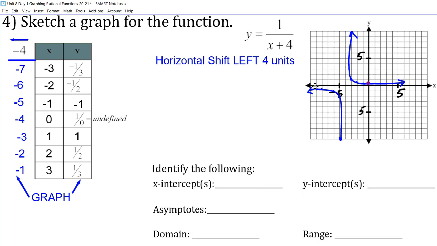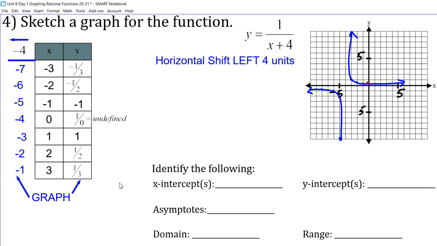Again, we shifted everything to the left. So originally that was at 0, so the asymptote moves with it. Will we have any x-intercepts? No, we're not going to have any x-intercepts because we didn't move the horizontal asymptote, the output of 0. But notice, by shifting everything to the left 4 units, we do have a y-intercept, and we can see that on the graph, meaning there's an input of 0.